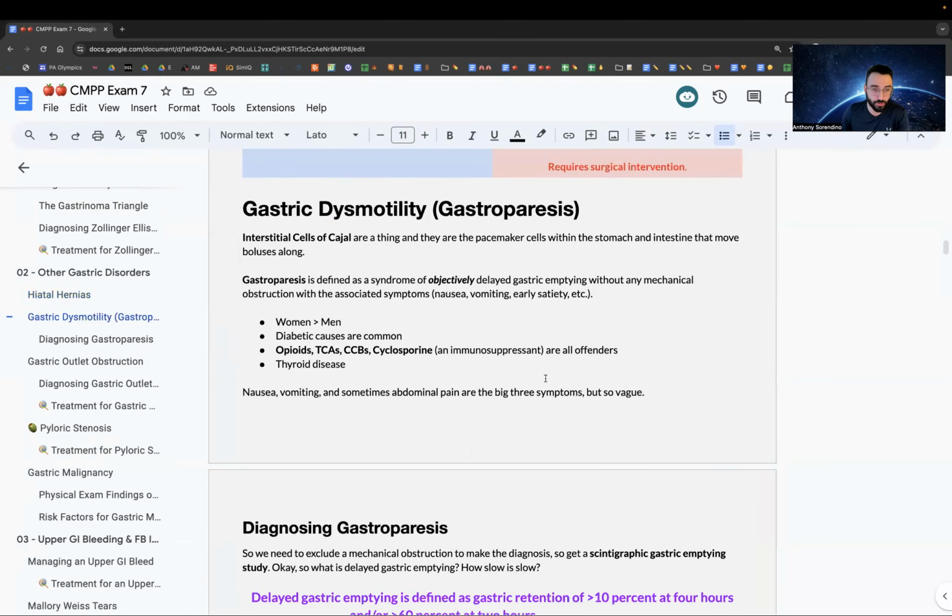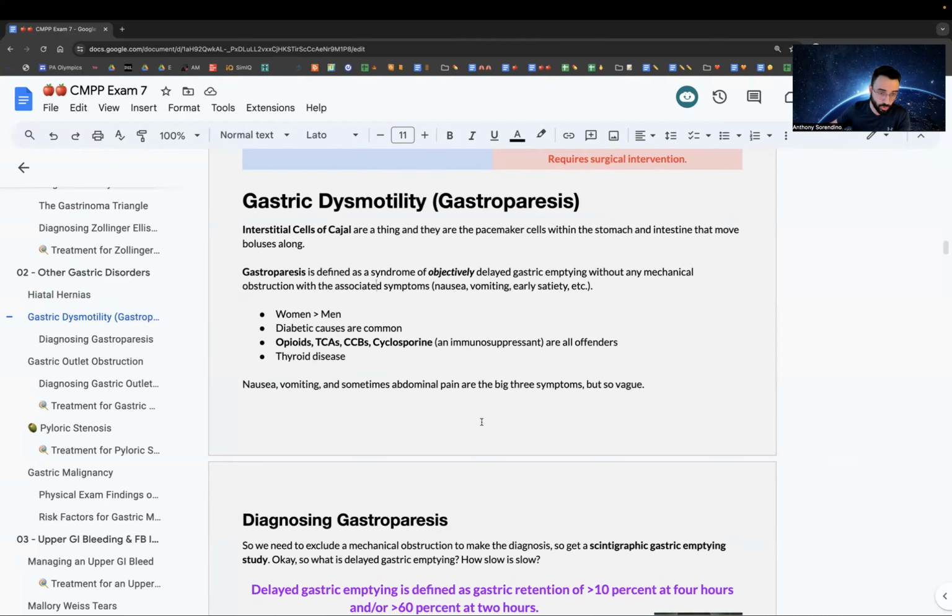All right, let's talk about gastroparesis. There are things called the interstitial cells of Cajal, and these are actually the pacemaker cells within the stomach that move boluses along. That's pretty cool. So the definition of gastroparesis is an objectively delayed gastric emptying without any mechanical obstruction. So if you have a mechanical obstruction, you cannot have gastroparesis. That's in the definition. It's going to be more common in women, more common in diabetics.